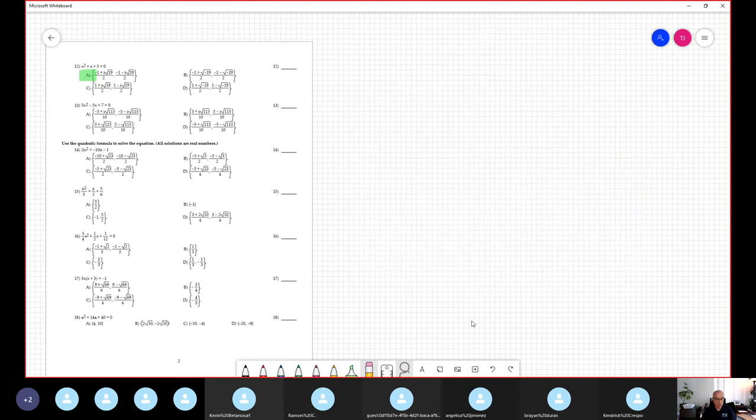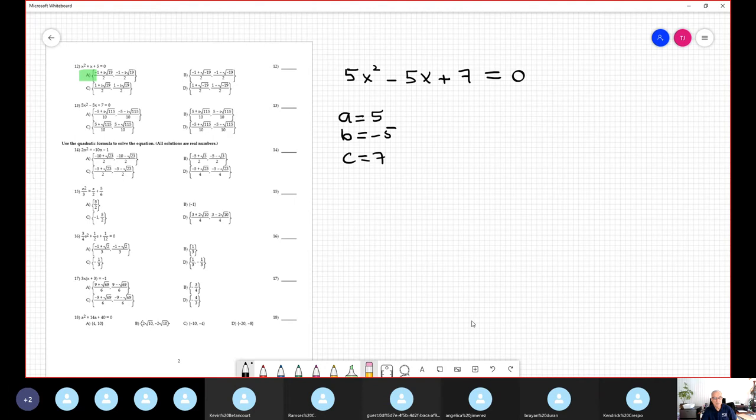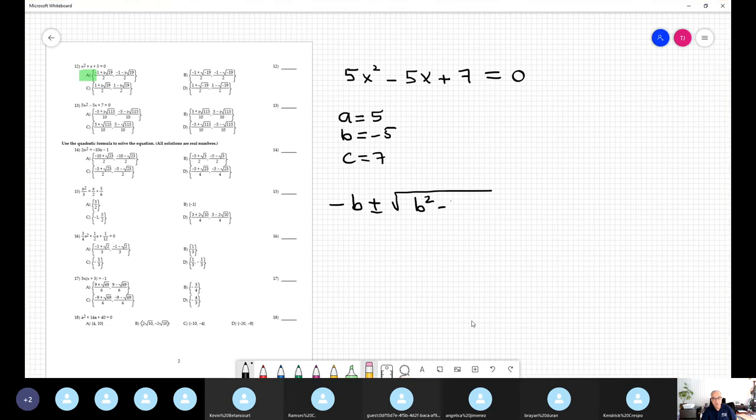Number 13. 13 says 5x squared minus 5x plus 7 equal to 0. Solve the quadratic equation. It's a reading standard. You determine who is a, b, c. a is 5, b is negative 5, and c is 7. Okay, I use my formula: negative b plus or minus the square root of b squared minus 4ac, divided by 2a.